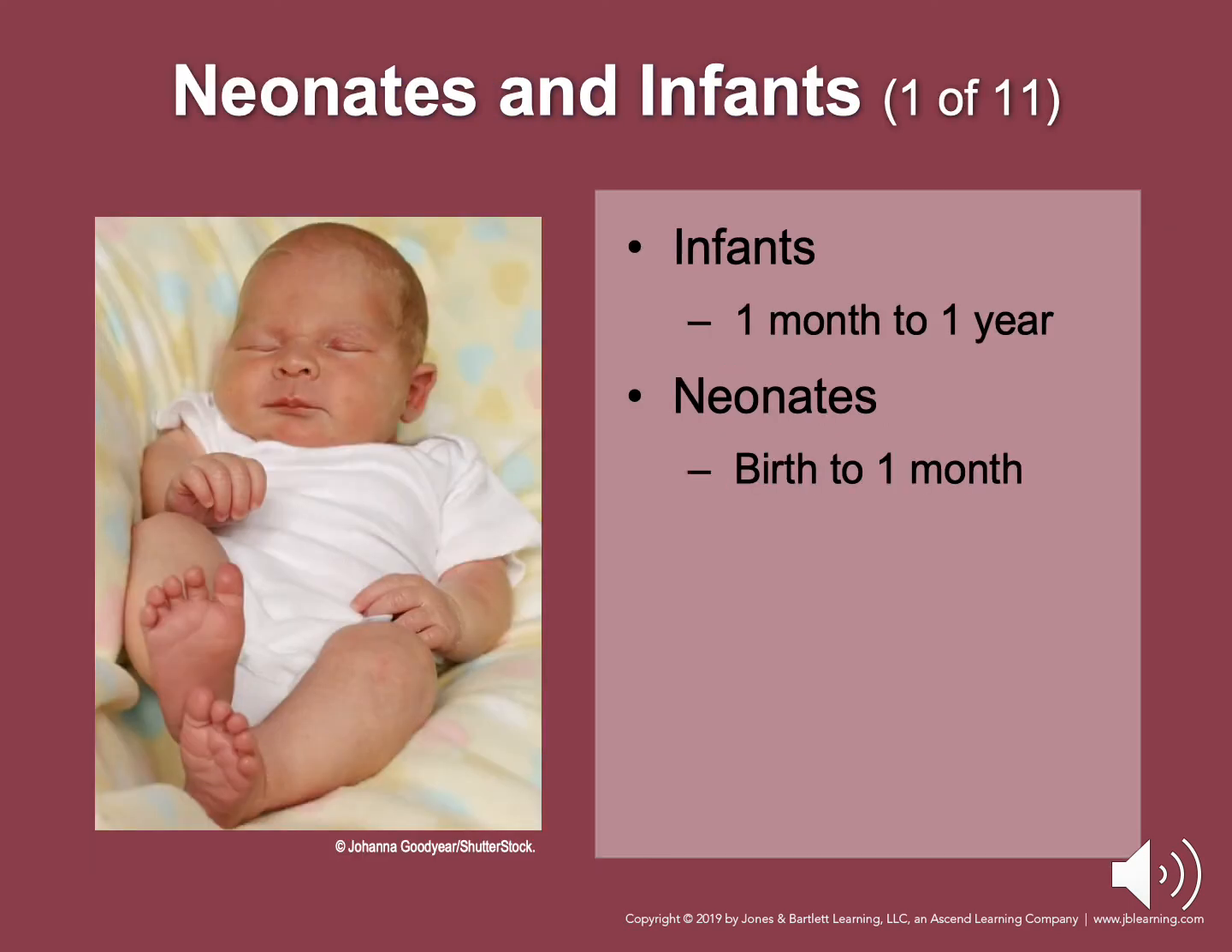The first group is the infants, who are from ages 1 month to 1 year. Some of the vital signs, correction, neonates are from birth to 1 month. So once you get past that 1 month part, you call it infant. From the time you are born to that 1 month part, you are considered a neonate.